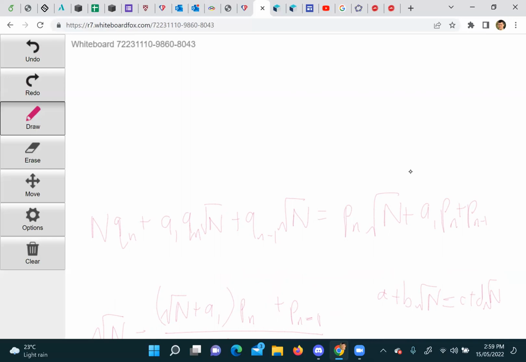Wait, hold on. How did that happen? Oh, collect the n terms. Shift everything there. Wait, is a1 root n, right? Wait, this is insane. a1's just an integer. Okay, collect the root n terms. So you get n qn equals a1 pn plus pn minus 1, yeah? Then you get a1 qn plus qn minus 1 equals pn. Whoa, that's insane.